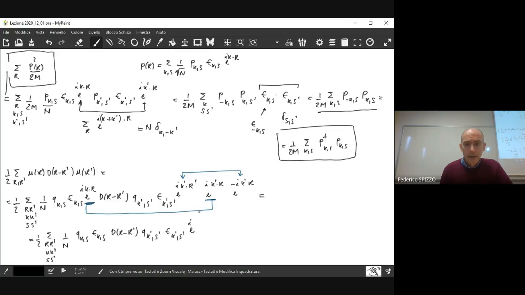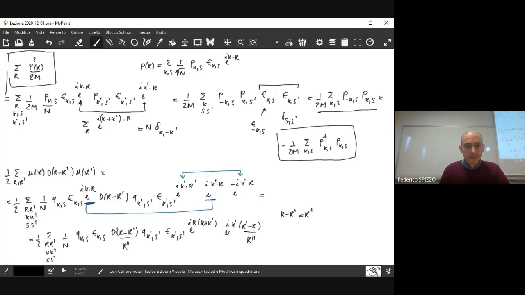I may collect R, and then I have K plus K prime, using this one here and the other one here. Then using the other two, I have E to the i k prime r prime minus r. Now, I may change variables of summation and I may define r minus r prime to be equal to r second. So if I do that, here I have r second and here I have r second.